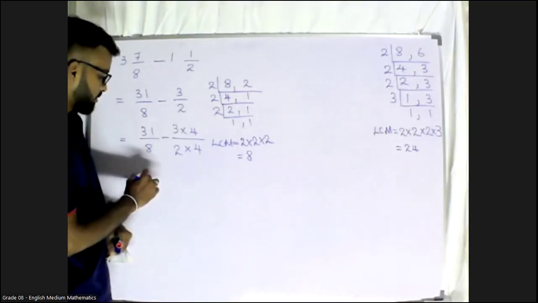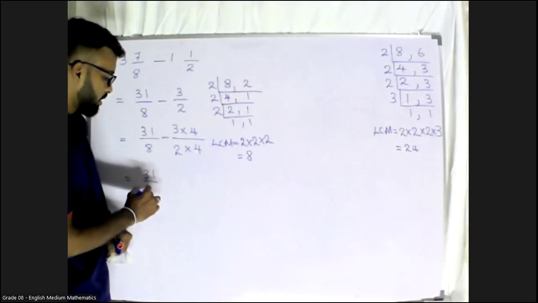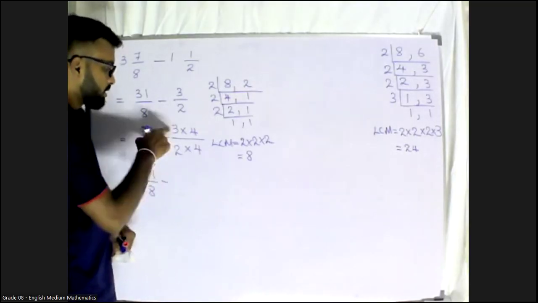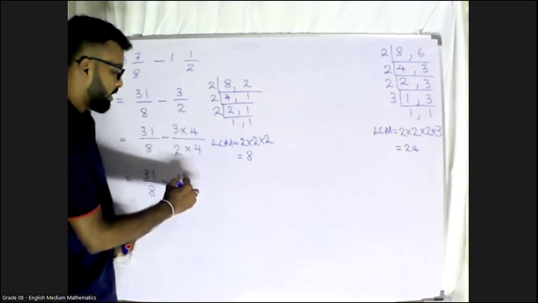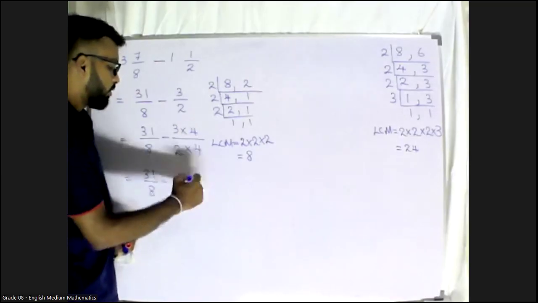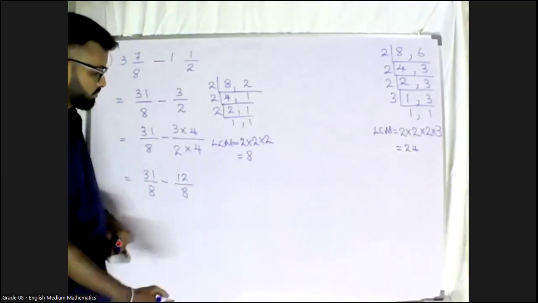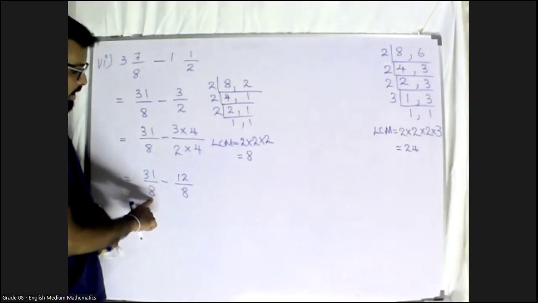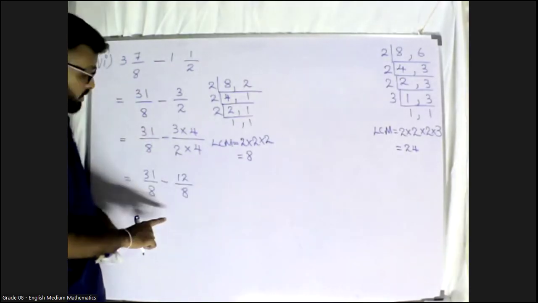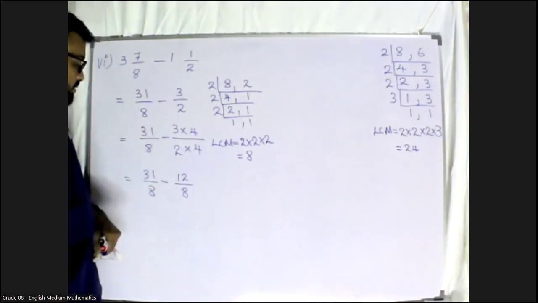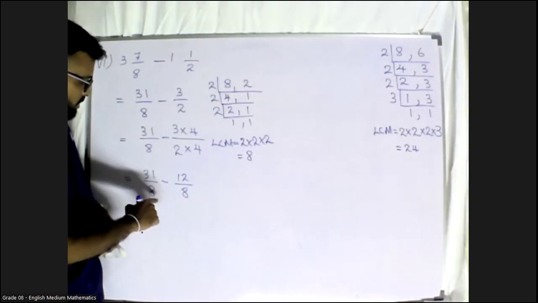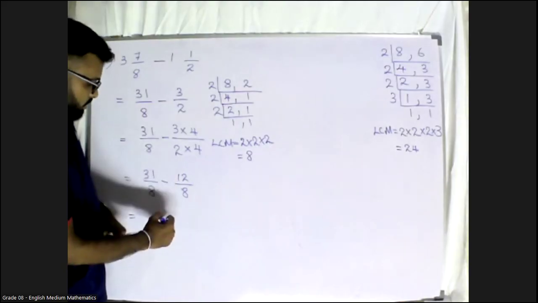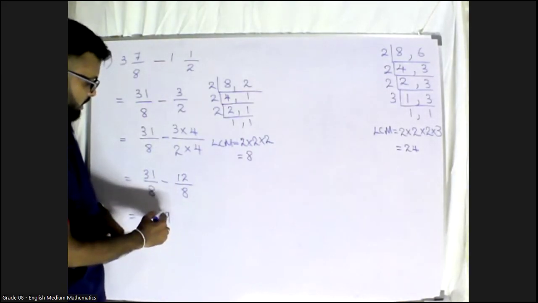Equal mark. 31 upon 8 minus, numerator 3 into 4, 12. 2 into 4, 8. Right. Now check 8 and 8. Forget the denominators, get the subtraction. So the answer should be 31 minus 12, 19.